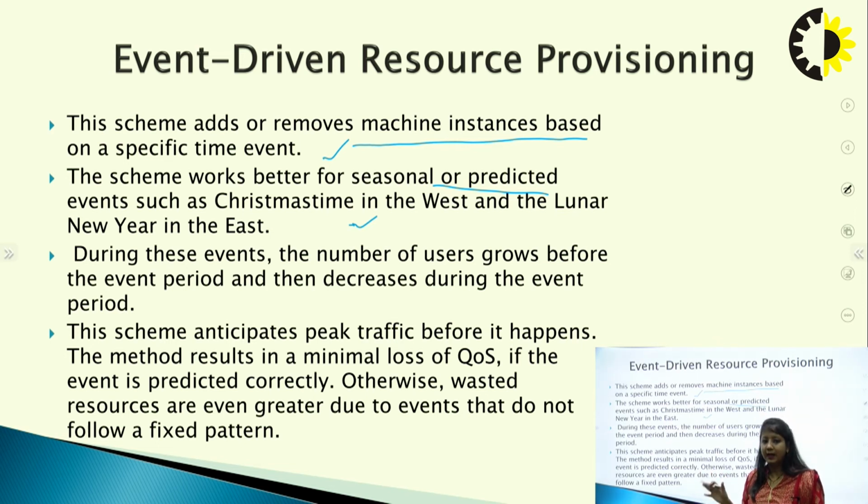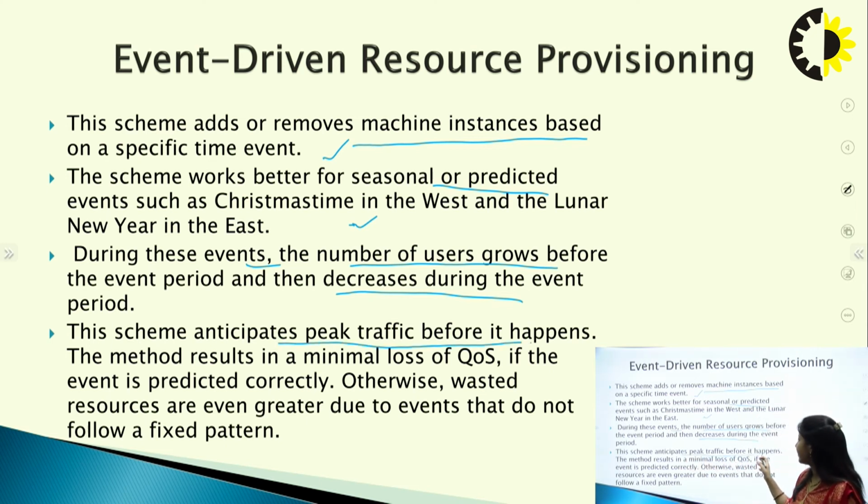So we will predict the event time, and according to these events, we are going to increase the resources. The number of users will grow before the event period and decrease during the event period. So when users increase and they are going to take the service from the cloud provider, then we have to raise the resources. So this scheme anticipates the peak traffic before it happens. So actually in this scheme, the provider has to predict the traffic, and according to the traffic the resources will be added or removed.